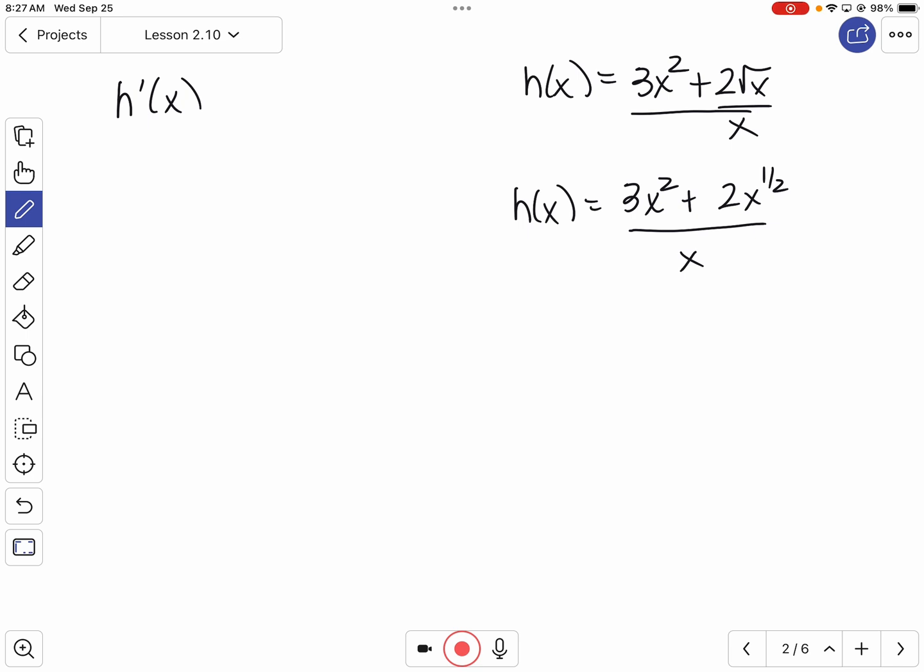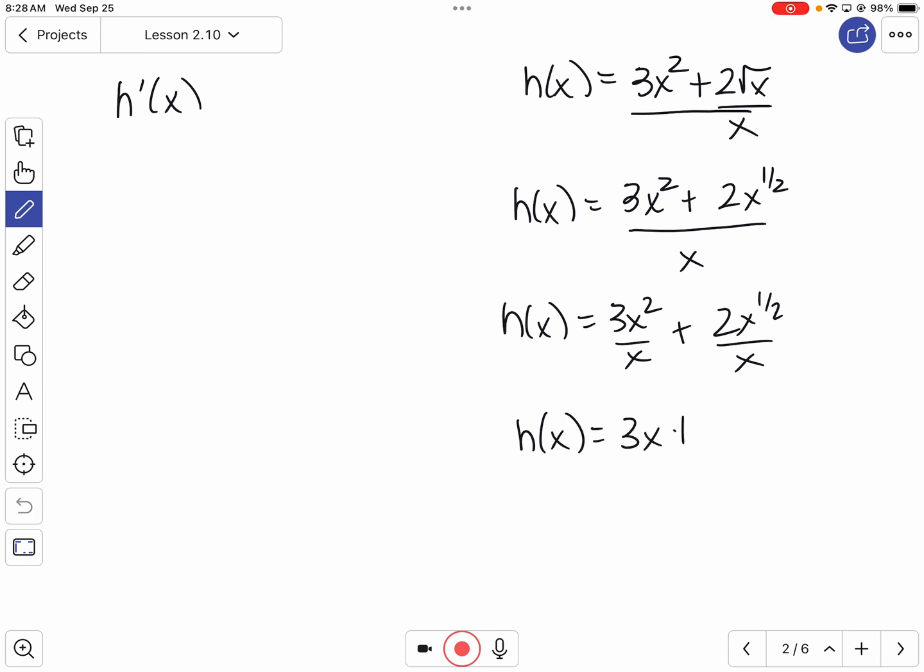numerator by x, okay? So if I do that, it's going to give me 3x squared over x plus 2x to the 1/2 over x. And then if I simplify, that's going to leave me with 3x plus 2 over x to the 1/2, because we would subtract the exponents. And so before I do my derivative, I'm going to rewrite it as 3x plus 2x to the negative 1/2.